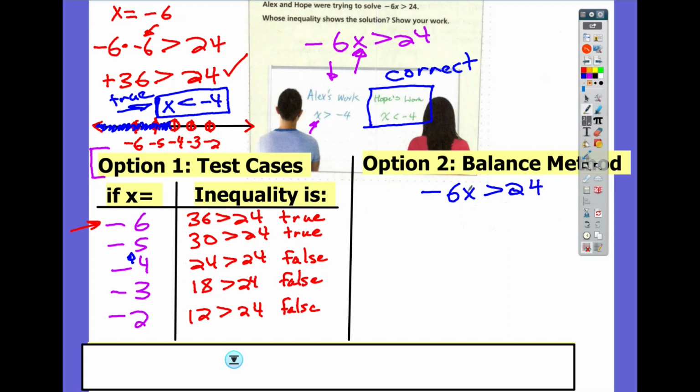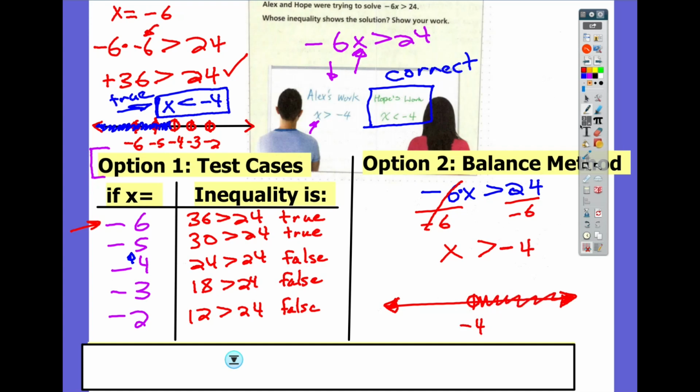So I'm going to go here and say, well, I've got multiplication here. Let's undo it with division. And I divide by -6 and I divide by -6. Here they'll cancel out. I get x, and let's keep the greater than symbol. 24 divided by -6. Well, 24 divided by 6 is 4, and it's a positive divided by a negative, so the answer must be negative. And we get x is greater than -4.